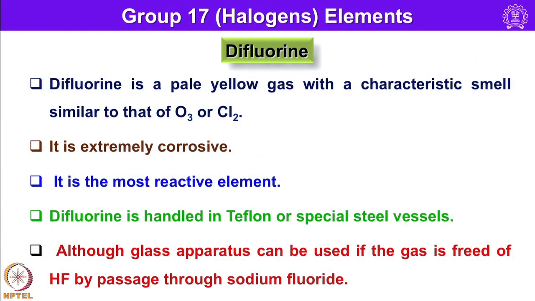Let us look into the properties of group 17 elements. Difluorine is a pale yellow gas with a characteristic smell similar to that of ozone or chlorine, and it is extremely corrosive, and it is the most reactive element, and difluorine is essentially handled in Teflon or special steel vessels. One can also use glass apparatus provided F2 is free from any dissolved HF gas in it.